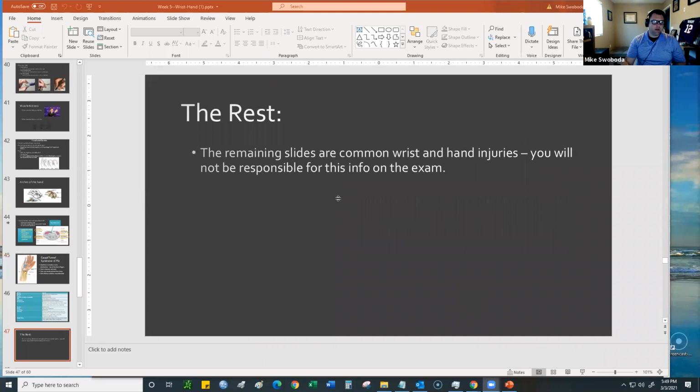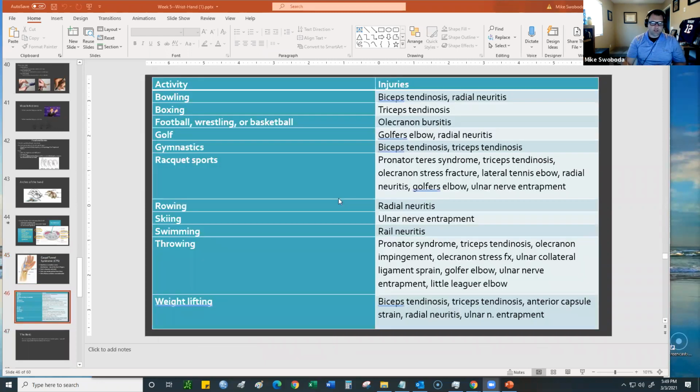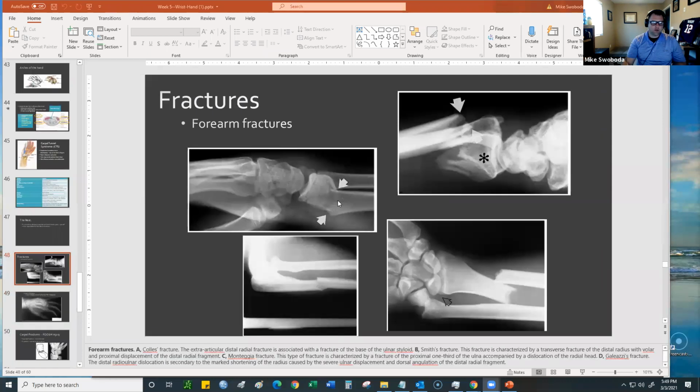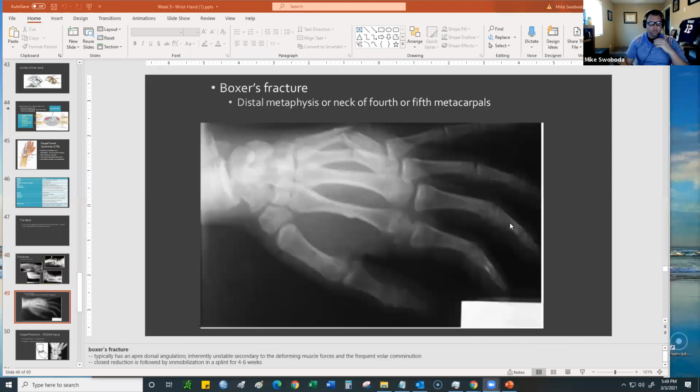All right, different injury stuff. Don't really worry so much about this. Yeah, not so worried about all that. What I do want you to know is a couple of these major ones. So forearm fractures, yeah, I mean, that's simple.